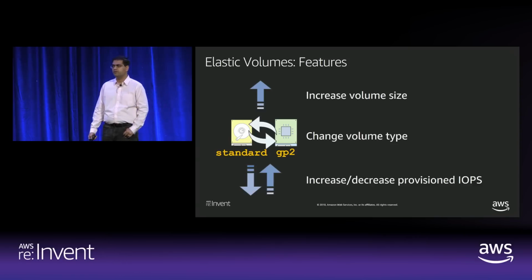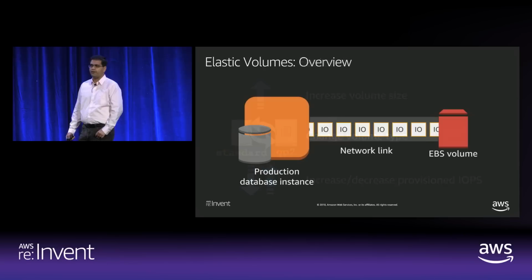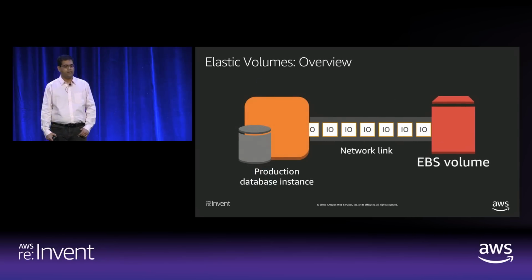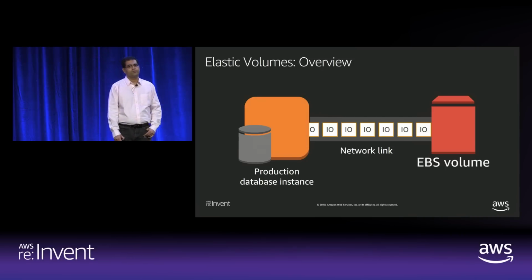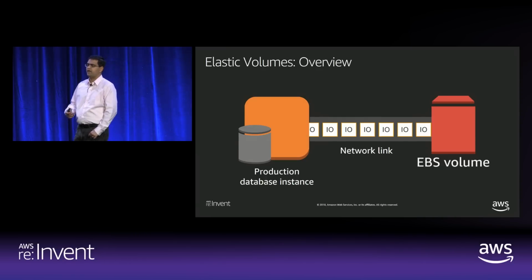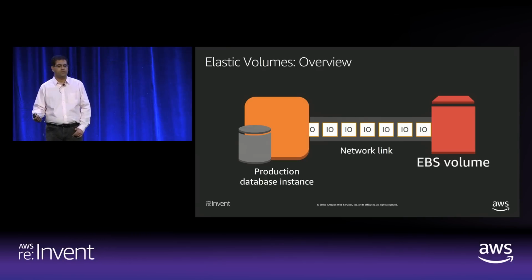Why is this important? Let's say you're running an application with a database on an EBS volume, and you decide you are running short of IOPS. Well, with elastic volumes, you can increase the amount of IOPS allocated to your EBS volume and thereby get that improved performance.